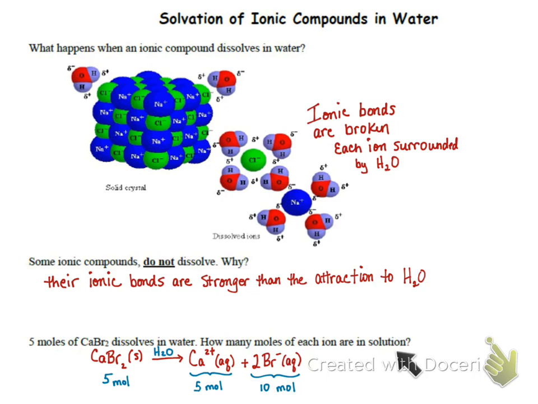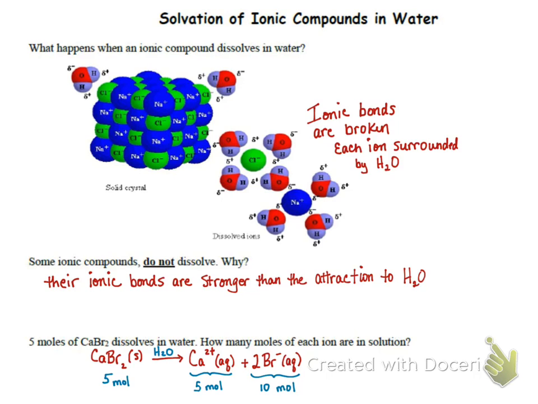So we need to look at the ratio here, and the first thing to do is to write the solvation equation. So calcium bromide, which is a solid, that's the S, gets put into water, and when it falls apart and dissolves, it makes calcium ions, which have a 2 plus charge. The AQ means surrounded by water. That's what we write. And then each bromide ion is totally separate from each other, so I get 2 bromide ions, each of them aqueous, or surrounded by water.